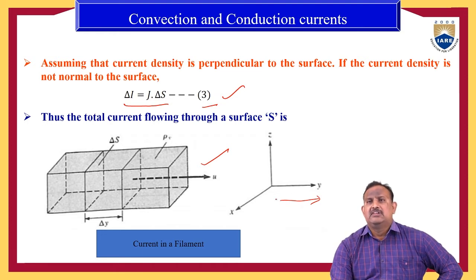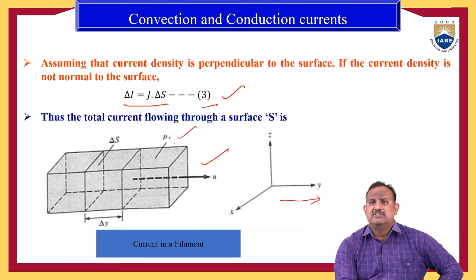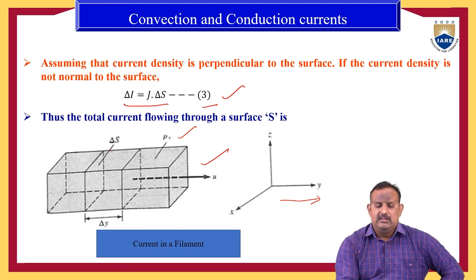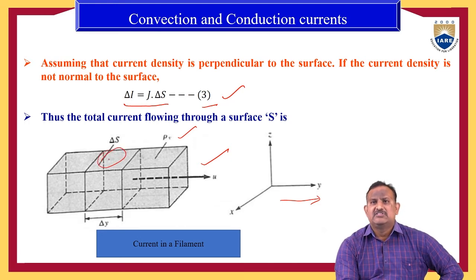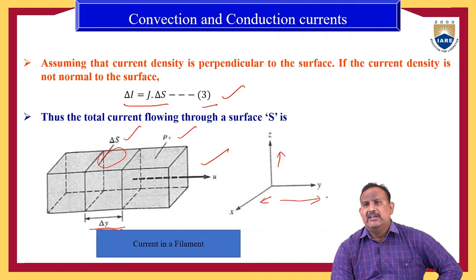To define the convection and conduction current densities, let us assume a filament which has the charge density rho s. To define the convection current density, let us assume a surface area delta s. Because we assume the filament along the y-axis, we have delta y. The current flow is along the y-axis only, and there is no current flow along the z-axis and x-axis. Therefore, we need to consider the change in y.